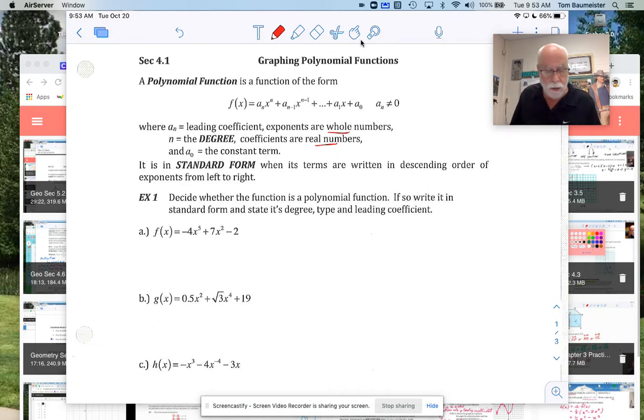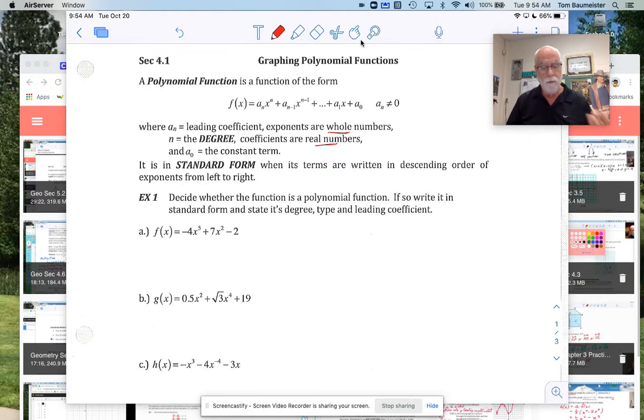So example 1, decide whether the function is a polynomial function. If so, write it in standard form and state its degree, type, and leading coefficient. So part a has f of x is equal to negative 4x to the fifth plus 7x squared minus 2.